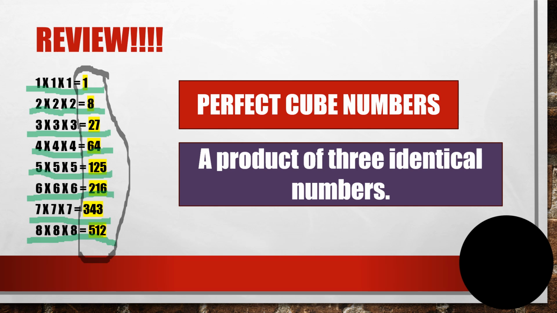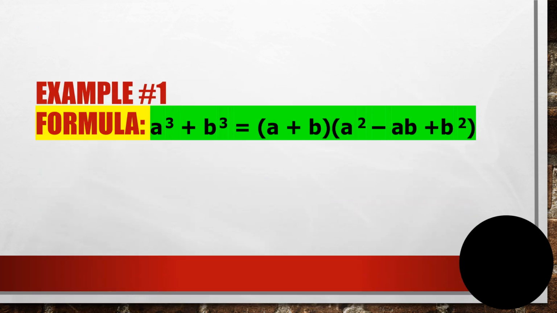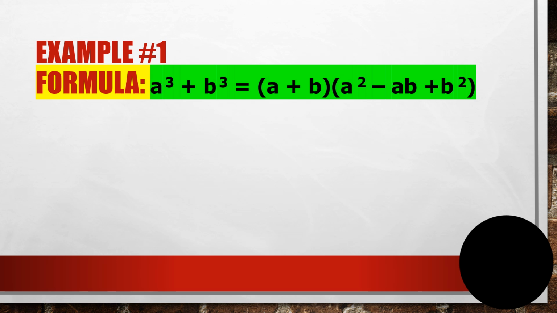Alright, now let's go over some examples and see how the rules are applied. Let's have example number 1. We have x cubed plus 27. Here, the problem is not written in the form that we want. It's because each term must be written as a cube, that is, an expression raised to a power of 3.